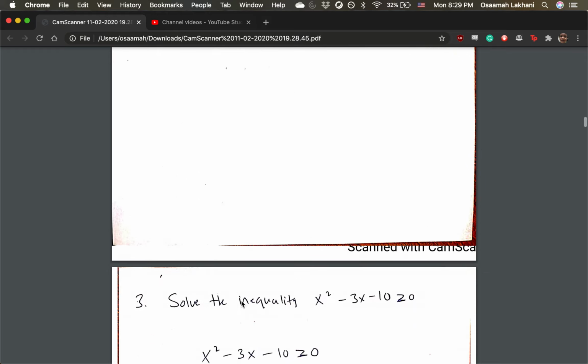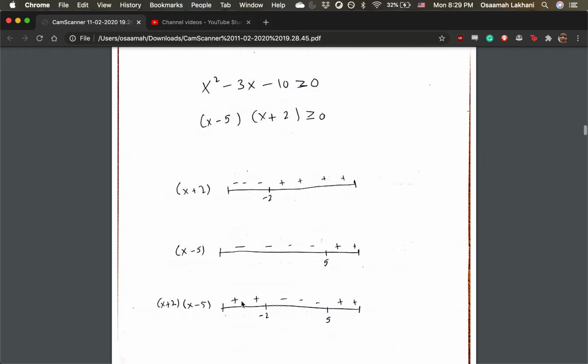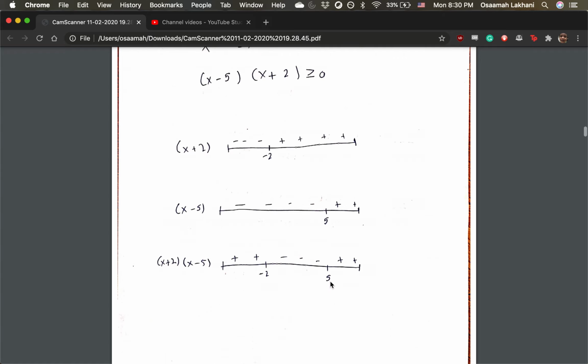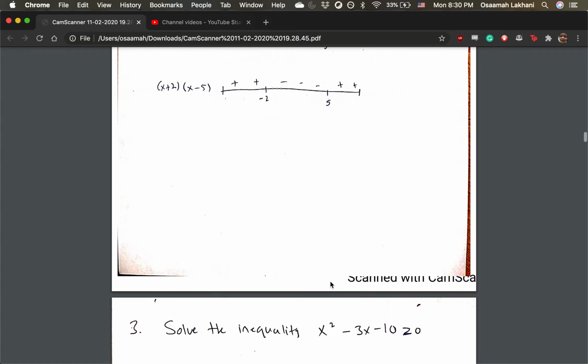And then you just make another line that involves both of those factors. So I brought down the negative 2, I brought down the 5, and a positive and a positive is a positive. A positive and a negative is a negative, right? So anything between negative 2 and 5 is going to be negative. And then a negative and a negative is a positive. So all in all, anything from negative infinity to negative 2 is going to be positive. Between negative 2 and 5, we have negative, or below the x-axis, and then anything above 5 is going to be positive, 5 to infinity.